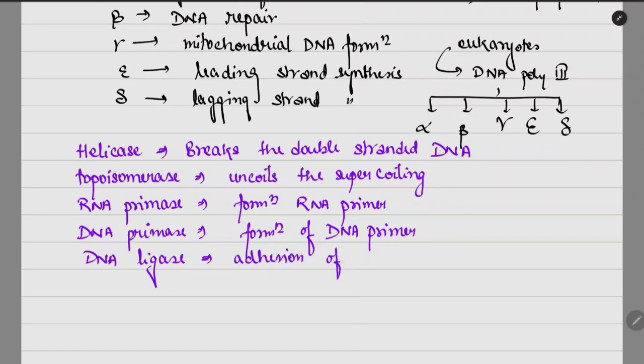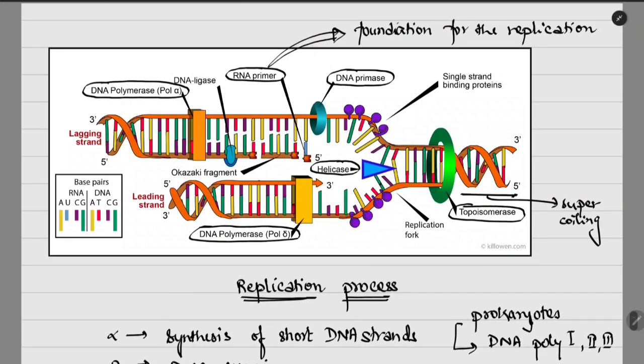Adhesion of the strands. Okay. Now here I can see other points. You see here the DNA ligase present, and here are the Okazaki fragments. Okazaki fragments take place in the lagging strand formation.